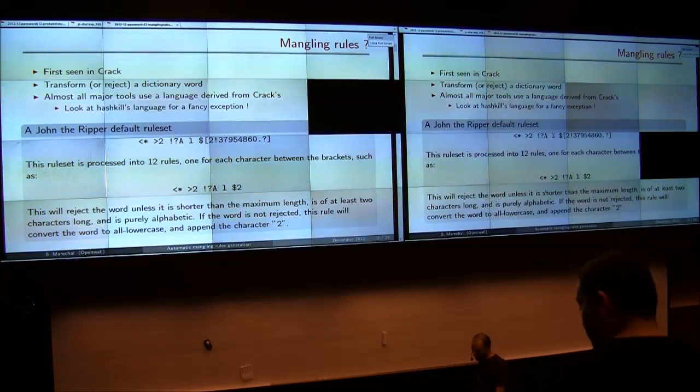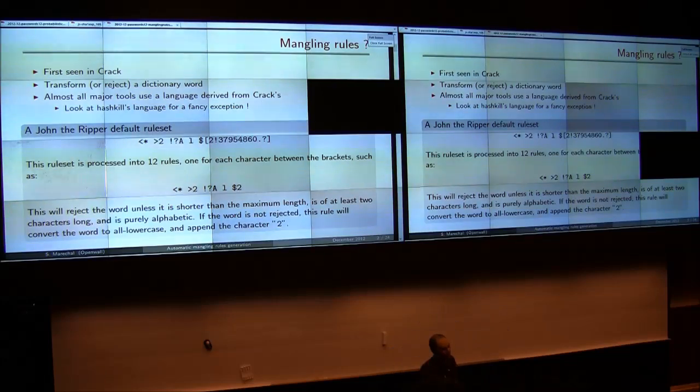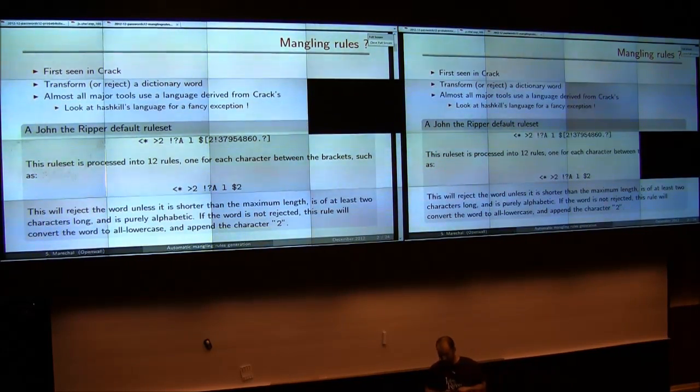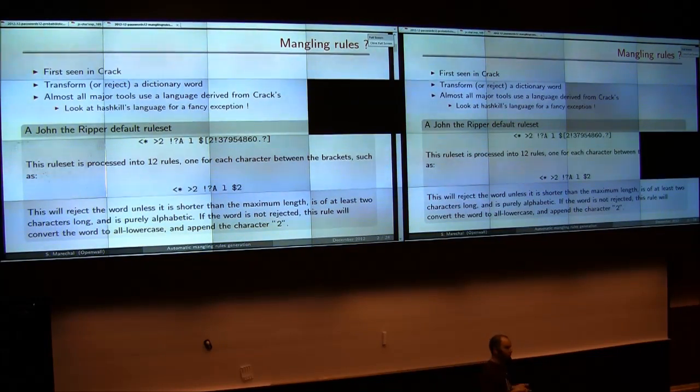So very quickly, mangling rules, what are they? They came from the tool Crack, and they came from the observation that dictionaries were about the best things you had to crack passwords. They are super effective. And if you add some way to extend your dictionary, you will be able to crack longer. So a guy called Alec Muffett had an excellent idea and added a language of mangling rules directly into his cracking tool. Nowadays, almost all the major tools have some way of mangling the wordlist.